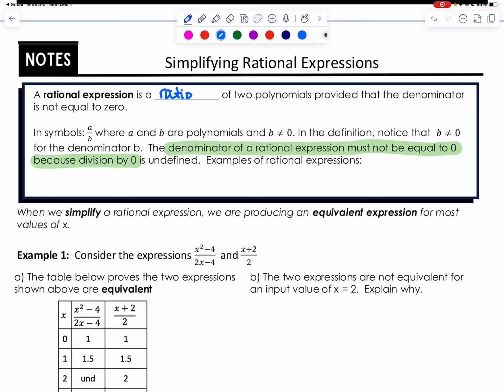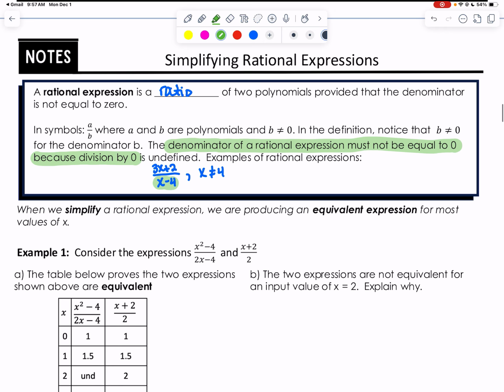An example of a rational expression might be something like 3x plus 2 over x minus 4, where x cannot equal 4. Because if x were to equal 4, look what would happen to the denominator. If I were to plug in a 4 for x, 4 minus 4 is 0. That would cause the denominator to be 0, so that means your expression would become undefined. So in a rational expression, your denominator can never equal 0, because if it does, it's undefined.